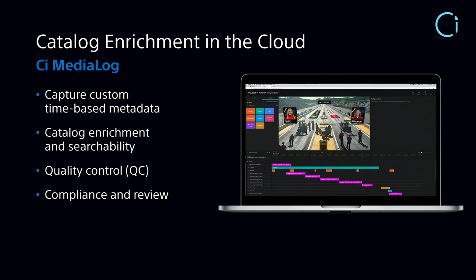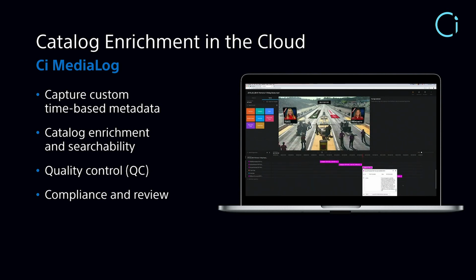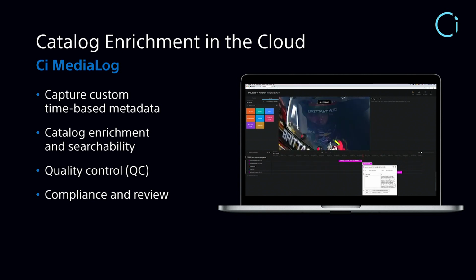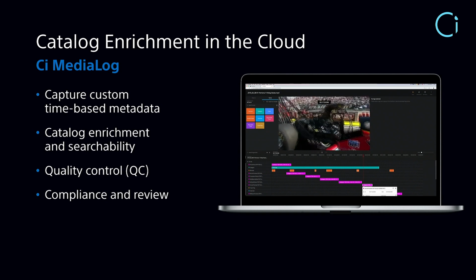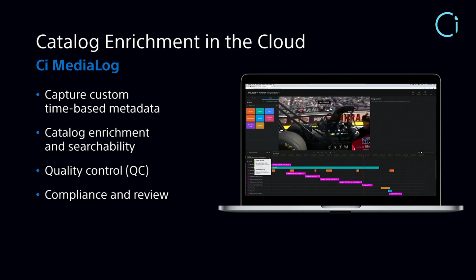C Media Log, brand new this year at NAB, is a tool allowing for capturing custom time-based metadata. Metadata is obviously one of the keys to asset management. It's what allows for the searchability and accessibility of your content.